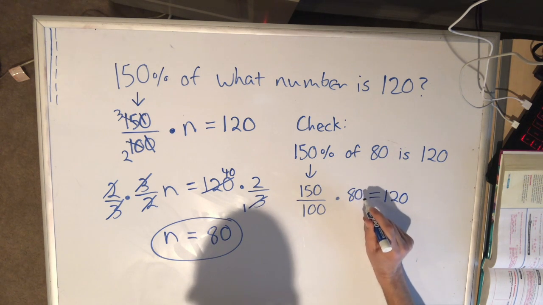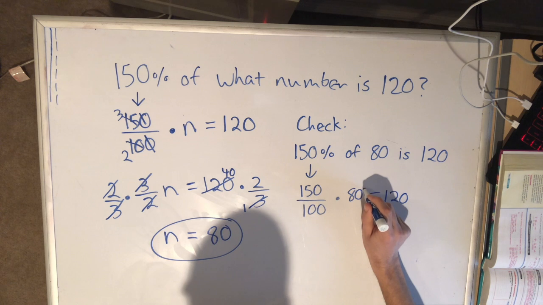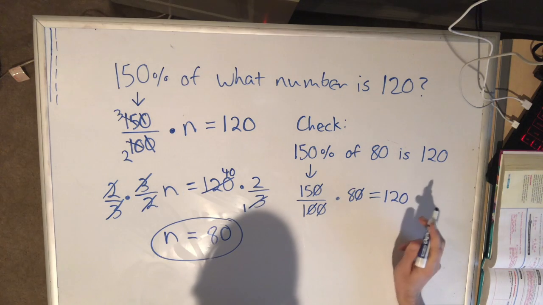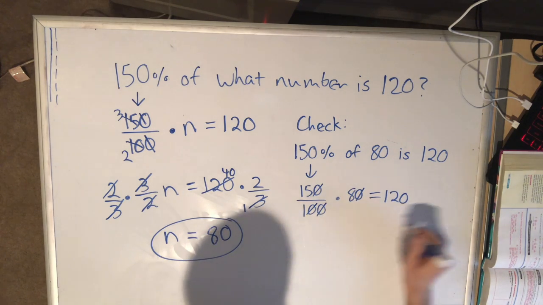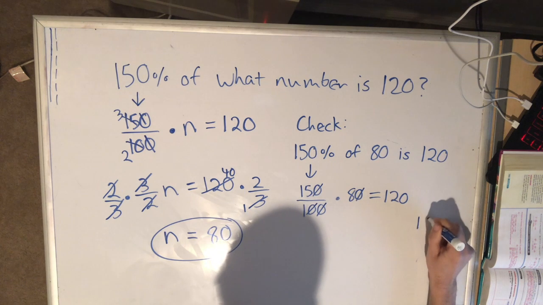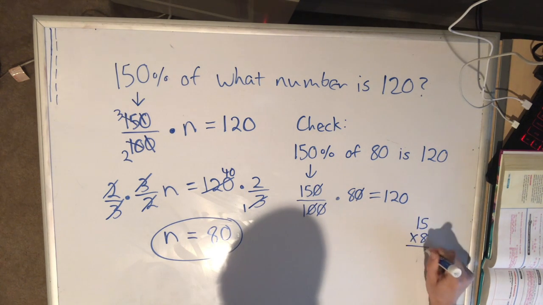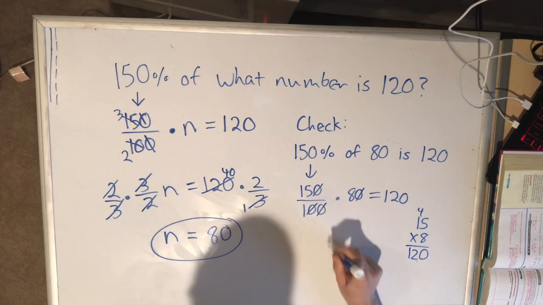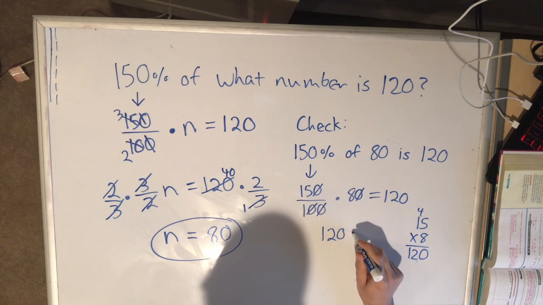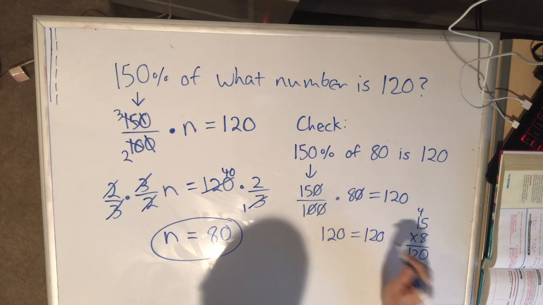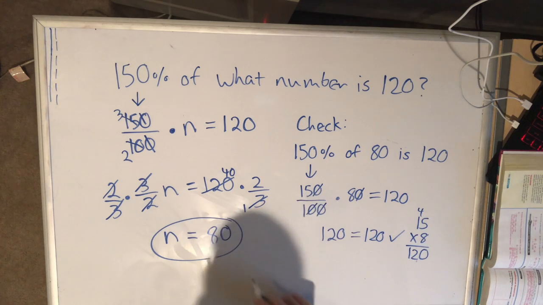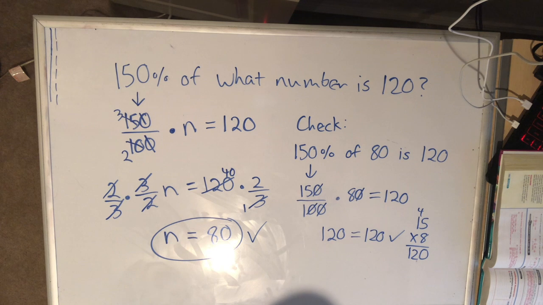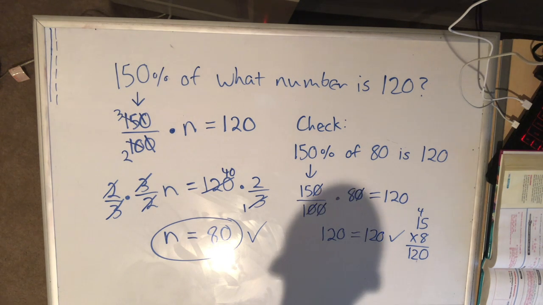You can make that 80 over 1 if that helps you, but let's cancel out 10 on top with 10 on the bottom, and then another 0 on top with another 0 on the bottom. 15 times 8, let's work that out. 8 times 5 is 40, carry the 4. 8 times 1 is 8, plus 4 is 12. 120 over 1 is 120. 120, of course, does equal 120, so we get a true equation. So n equals 80 must be the correct answer. 150% of 80 really is 120.